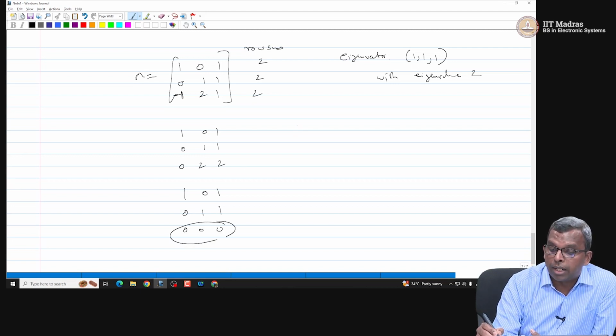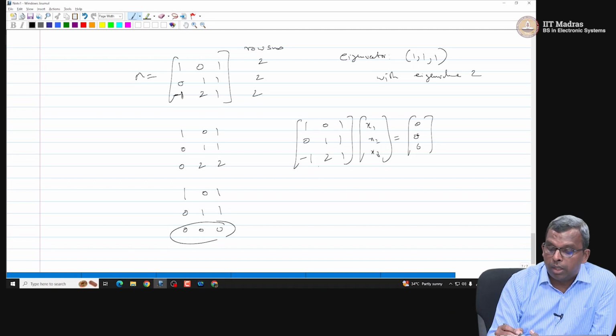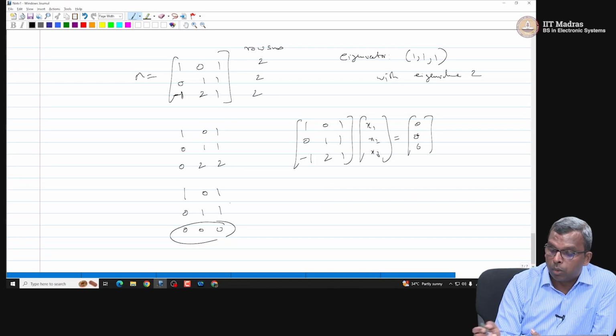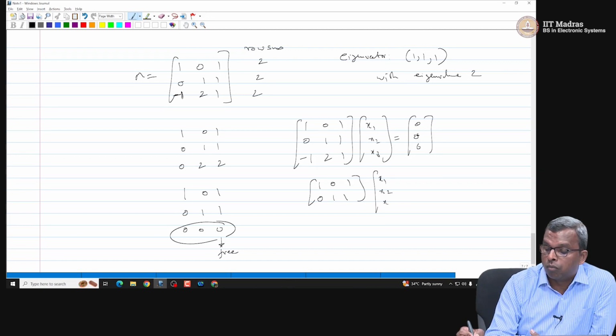So how do I find the null space vector? 1 0 1, 0 1 1, minus 1 2 1 times x1 x2 x3 equals 0 0 0. I can do the same thing and eliminate with this. So this would be the same as 1 0 1, 0 1 1, equals 0 0. So this would be a free variable. Let me write it down: 1 0 1, 0 1 1 times x1 x2 x3 equals 0 0.